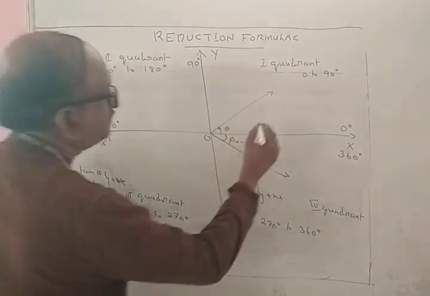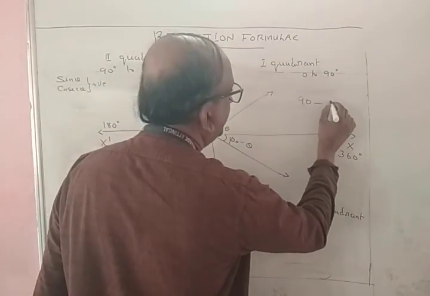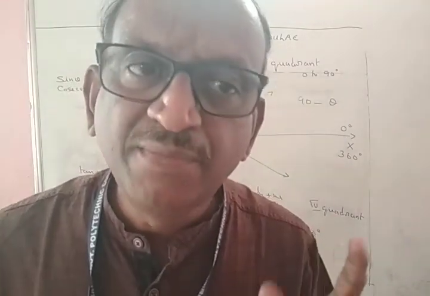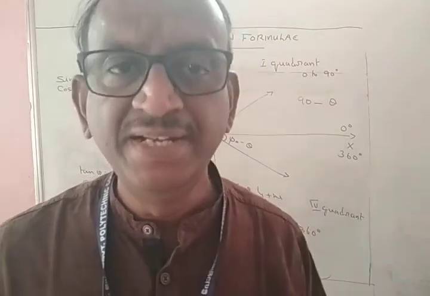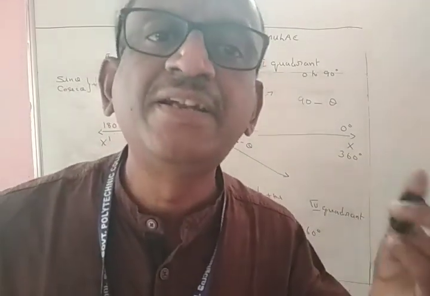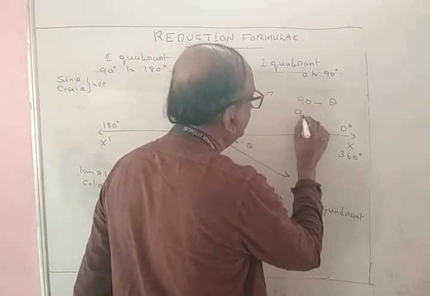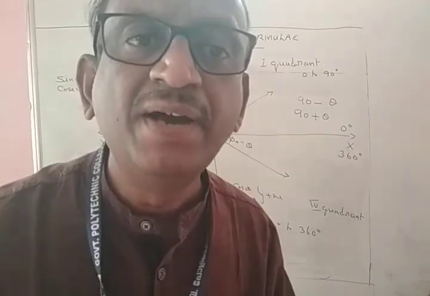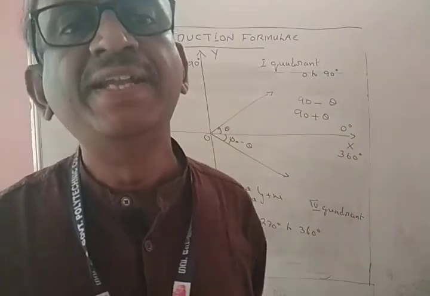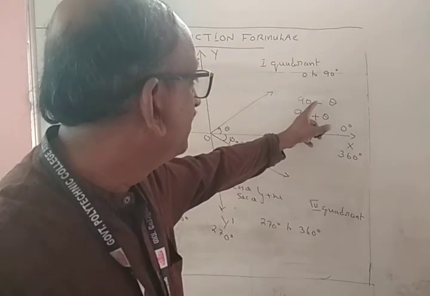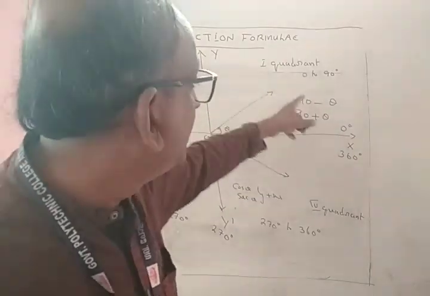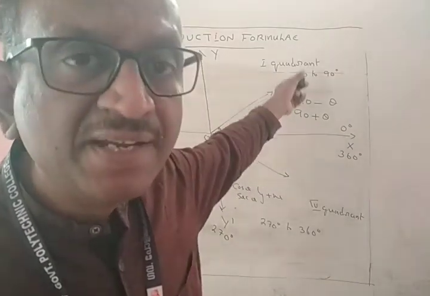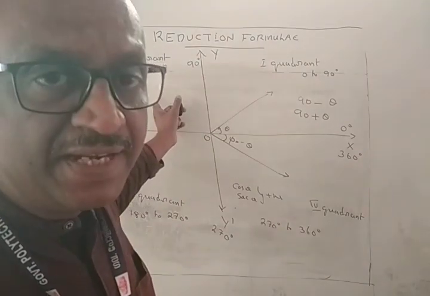Likewise, 90 minus theta is an angle obtained by subtracting theta from 90 degree. Therefore, 90 minus theta is related to theta. 90 plus theta is obtained by adding theta to 90 degree. 90 minus theta is less than 90, therefore it is in the first quadrant. 90 plus theta is greater than 90, therefore it is in the second quadrant.